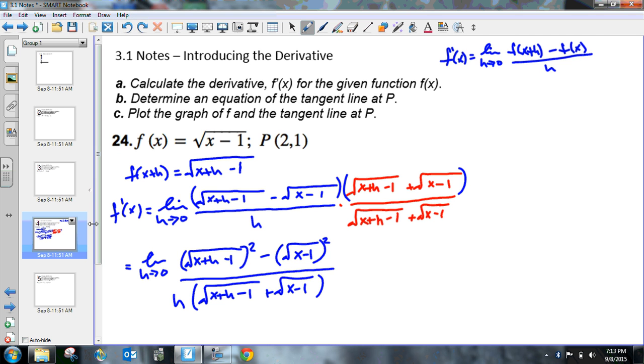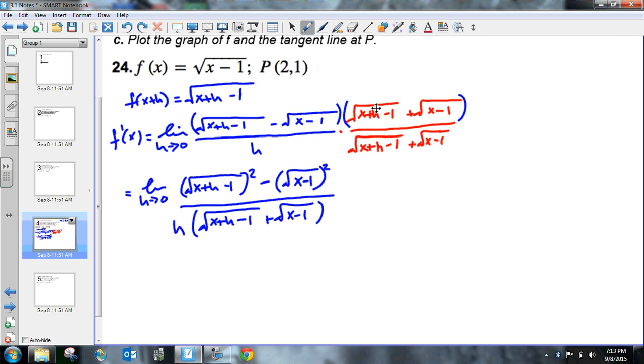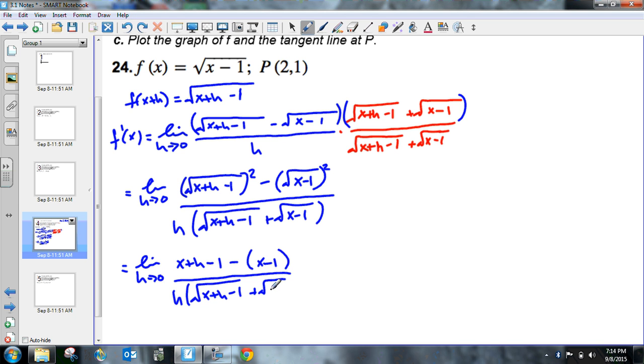Okay, so what happens here, and this is why we have to do this, the reason why I multiply by the conjugate is because it gets rid of my square roots in my numerator. So I'm going to get the limit as h approaches 0 of, and when I square a square root, I just get what's on the inside, so I get x plus h minus 1. But then up here, I still have to distribute my negative. I'm still subtracting this quantity of x minus 1. It's important that we do that, because if we don't, this is where you're going to make a mistake, and that's not going to be right. And then my denominator is h times the square root of x plus h minus 1 plus the square root of x minus 1.